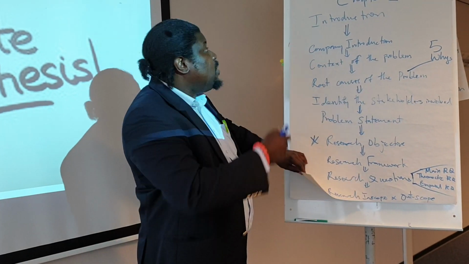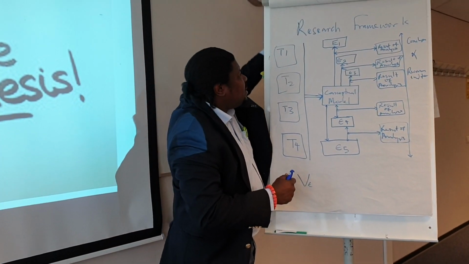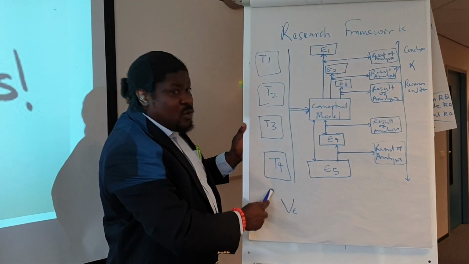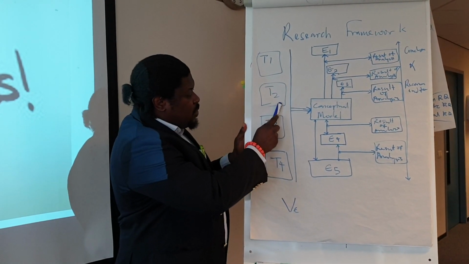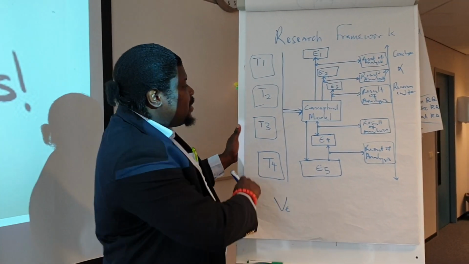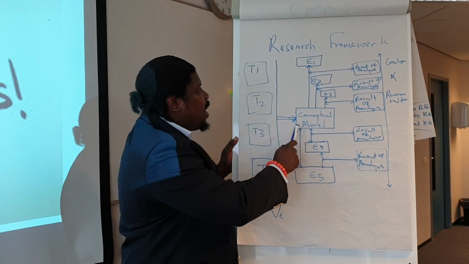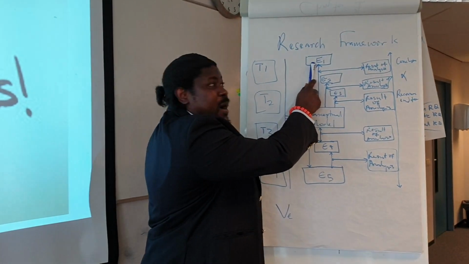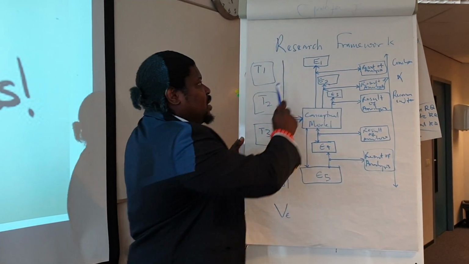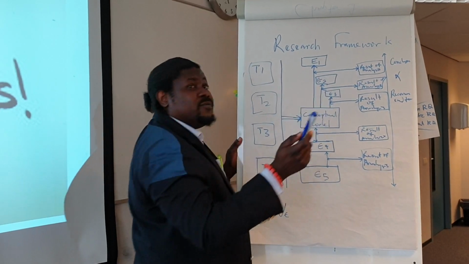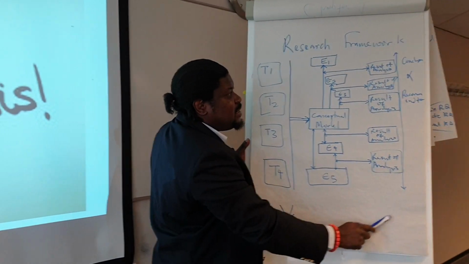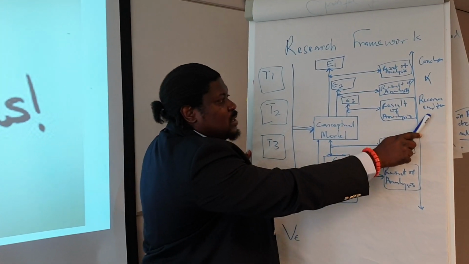Ladies and gentlemen, chapter 1 of your thesis, let's go, as I promised, to the research framework. As you can see, here you have your first theory, second theory, third theory, and your fourth theory, T1, T2, T3, T4, and that leads to the conceptual model. And then you have your empirical 1, empirical 2, empirical 3, empirical 4, empirical 5. Those are the research objects. This could be government, this could be employees of the organization, and for each research object, there is a result of the analysis, and from that analysis, you have your conclusions and recommendations.